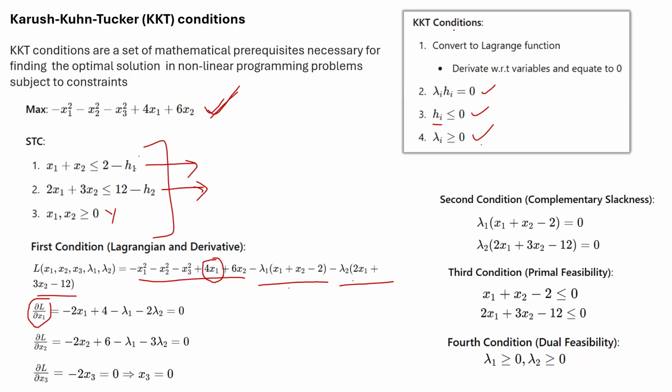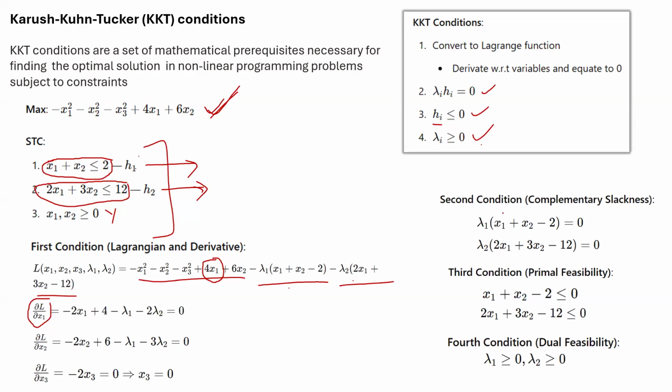That is the first condition of the KKT conditions, right? Take the derivative of all the variables. And what is the second condition? It is called complementary slackness. Complementary slackness is nothing but the Lagrangian multiplier multiplied with the constraint. What is the constraint here? This is the constraint: x1 plus x2 less than or equal to 2. This is constraint 2. And these are the restrictions on the values. So for constraint 1, alpha 1 into x1 plus x2 minus 2 is equal to 0. Alpha 2 into 2x1 plus 3x2 minus 12 is equal to 0. So this is the second KKT condition.